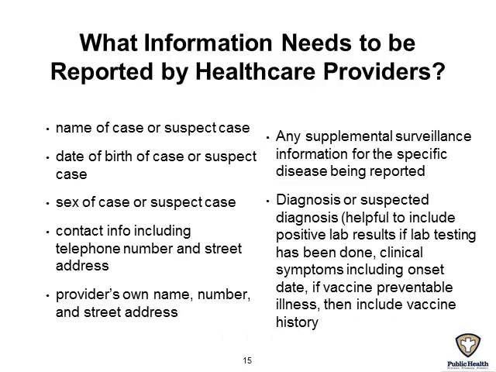We'll now go over what information needs to be included in a report. Note that what needs to be reported varies depending on whether you are a healthcare provider or laboratorian. The following information needs to be included in a case or suspect case report when it is made by a healthcare provider. Name of case or suspect case, date of birth of case or suspect case, sex of case or suspect case, contact information including telephone number and street address including city, state, and zip code, healthcare provider's own name, number, and street address, any supplemental surveillance information for the specific disease being reported, and diagnosis or suspected diagnosis.